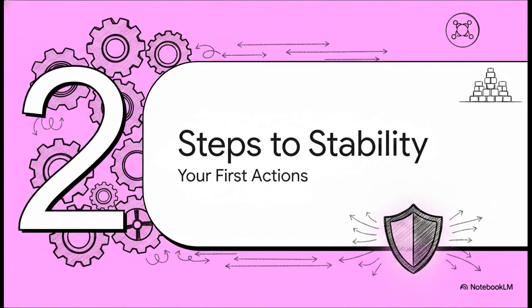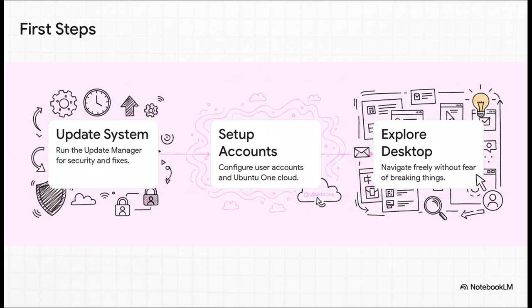Moving right along to Section 2, First Steps to Stability. So, you've just installed Ubuntu. Awesome. Now what? Well, here are 3 essential steps to take right after you log in to get that long-term stability. First, run the Update Manager. This ensures your system is perfectly secure and up to date with the latest bug fixes right out of the gate. Second, set up your user accounts and cloud syncing with Ubuntu One.